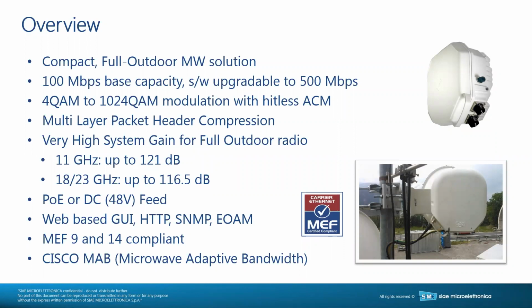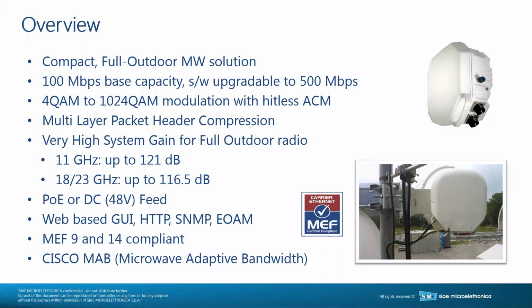Now we're getting close to the top of the hour, so I'm going to kind of speed it up. It's 100 megabits out of the box with the ability to go up to 500 meg. We're doing it today here at 11, 18, and then 23 gigahertz. Again, you can see the images over on the right-hand side, direct mount to the back of the antenna. This is an MEF 9 and 14 compliant radio.